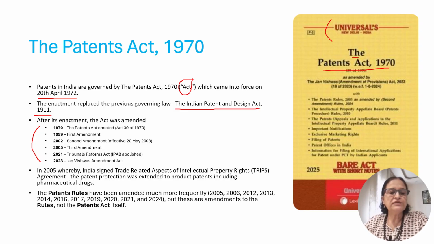The patent rules have been amended much more frequently: in 2005, 2006, 2012, then 2013, 14, 16, 17, 19, 2020, 21, and 24. But these amendments are made only in the rules. So when amendments are made in the rules, it is mostly a change in the forms or a change in the fees. And I will explain to you what the difference is between the section and the rules.